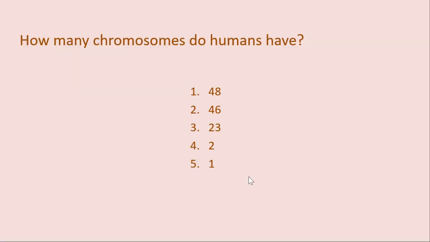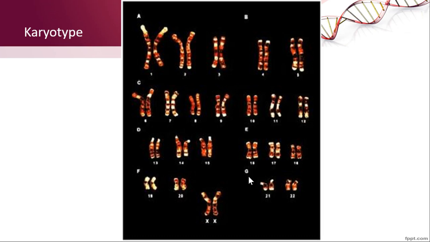and then hair color would be the gene. Okay, so how many chromosomes do humans have? Well, you should know the answer to this immediately. We have 46 chromosomes, but that means we have 23 pairs. The answer to this question is 46 because there are 46 of them, but there are 23 pairs.